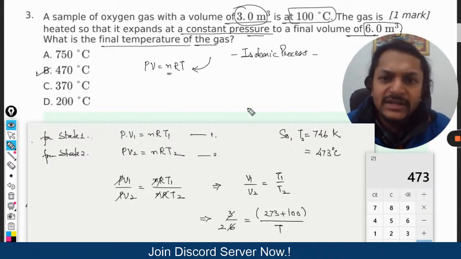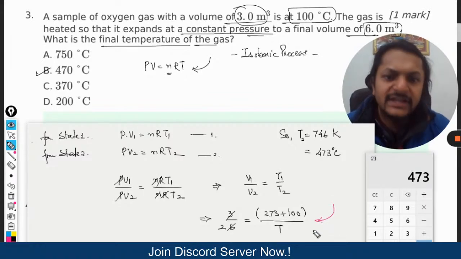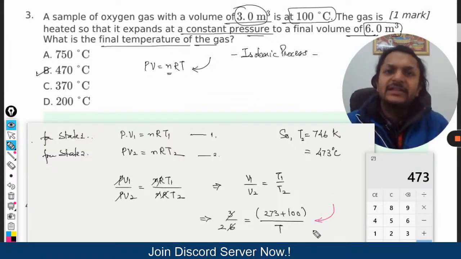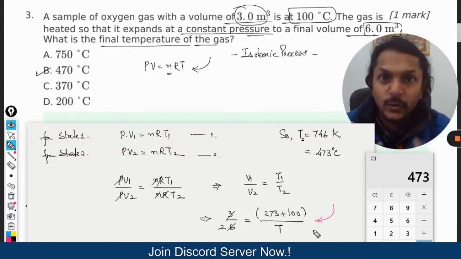And generally, what is the mistake that students do? They make a mistake here only. Instead of Kelvin, they make the calculations in degrees Celsius, and that is why they would be getting some other answer. But this is not what we are going to do.